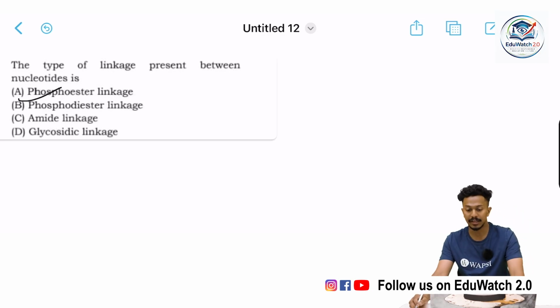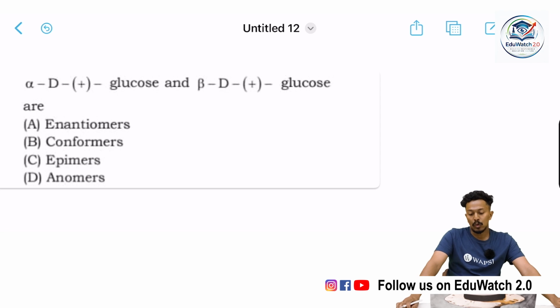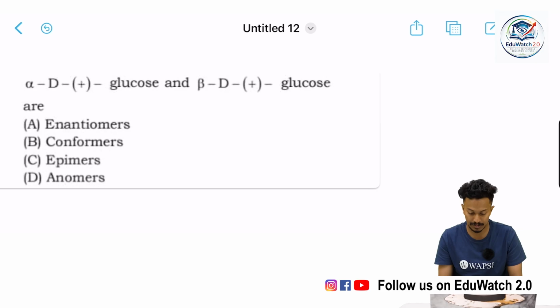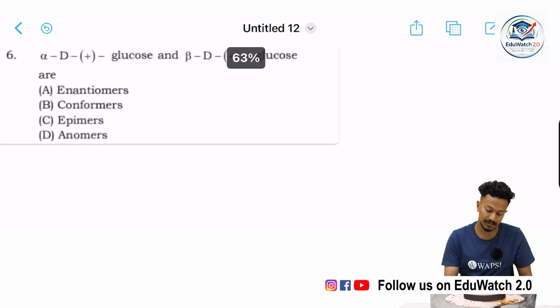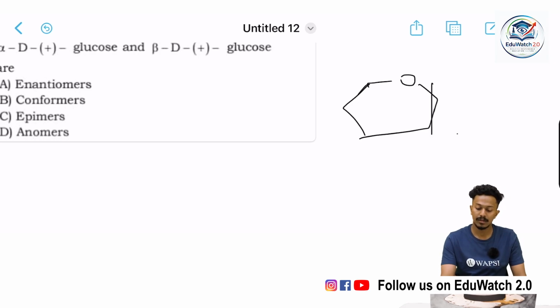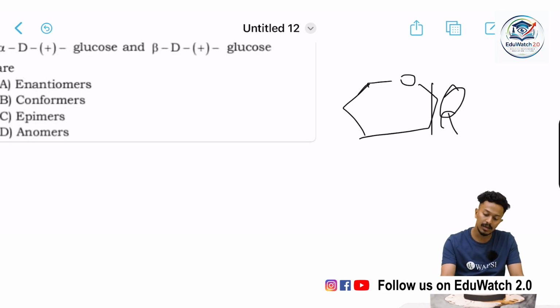Phosphodiester linkage. Our next question is: alpha-D-(+)-glucose and beta-D-(+)-glucose are what kind of isomers? Enantiomers, conformers, epimers, or anomers? Both these D-glucose molecules contain an anomeric carbon, the carbon right here, because this carbon has the capacity to link to the other side of a pentose sugar to form a glycosidic linkage.